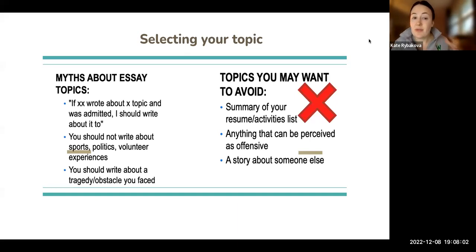I wanted to talk about a myth about essay topics. A lot of people think that if this person wrote about this topic and got admitted, then I should write about the topic too. That is not, unfortunately, always true, because, like I said, what we look at is making sure that the essay is unique to you and we can hear your individual voice through it. One person can be really successful talking about, I don't know, football, or their involvement with some other sport like lacrosse or tennis, but if you have no experience playing tennis and you actually write about that topic, it's not going to sound authentic to you.